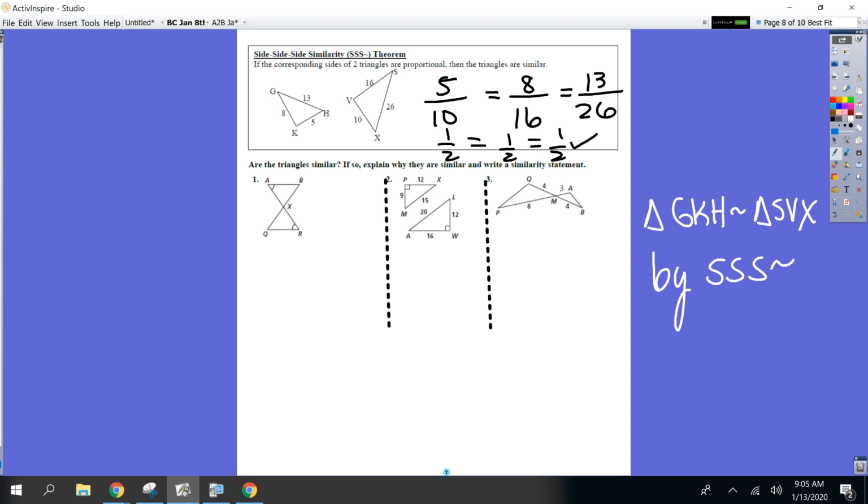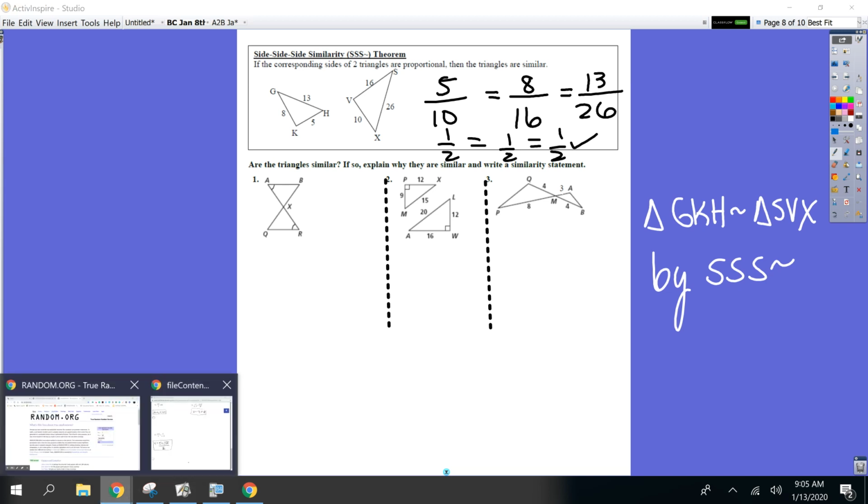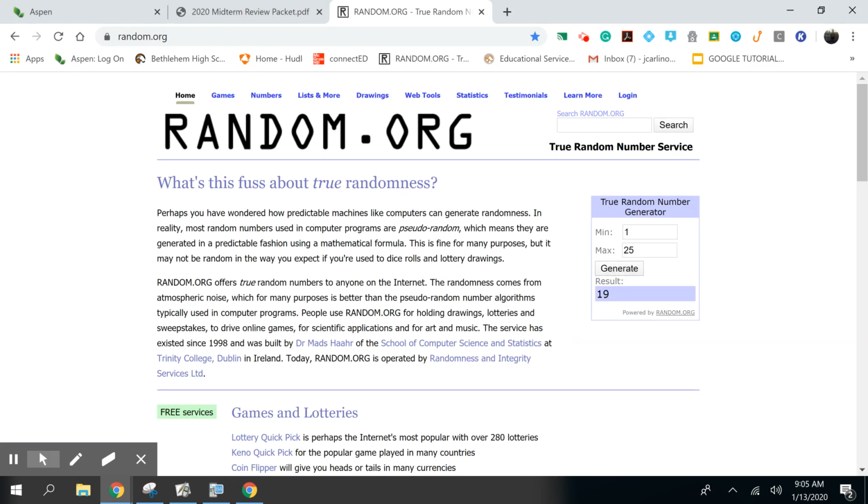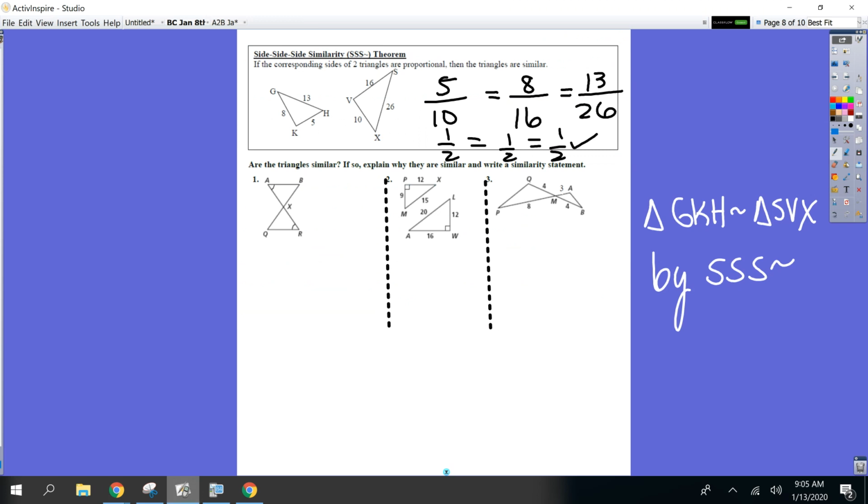Ready to go. Number one, are they similar? If so, what's my method? I don't want an answer here. I got a couple questions for you. 19, what's already been given? 19 here. Okay, what's already been given?